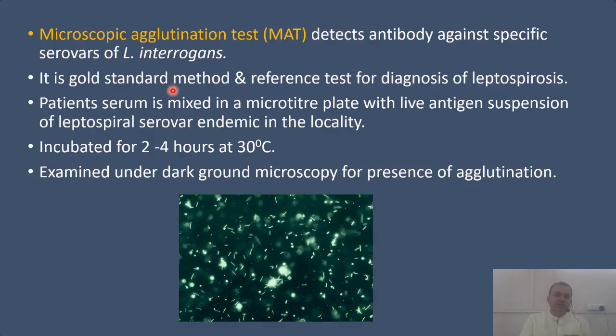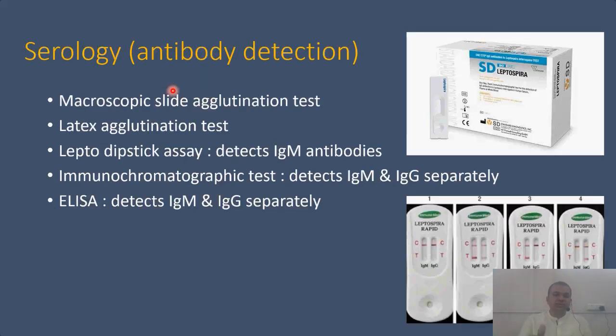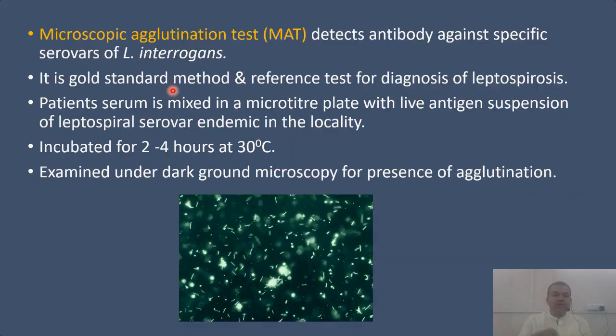So if any of the previously mentioned tests, like latex agglutination and others, is negative, still you can do this MAT, the microscopic agglutination test, because it's the gold standard and more specific. ELISA is definitely more sensitive than this one. The patient serum is mixed in a microtiter plate, like the ELISA plate, but the microtiter plate is already coated with the antigen suspension. Then we add the patient serum. The serum having the antibody reacts with the antigen coated over the microtiter plate, and then the reaction will happen.